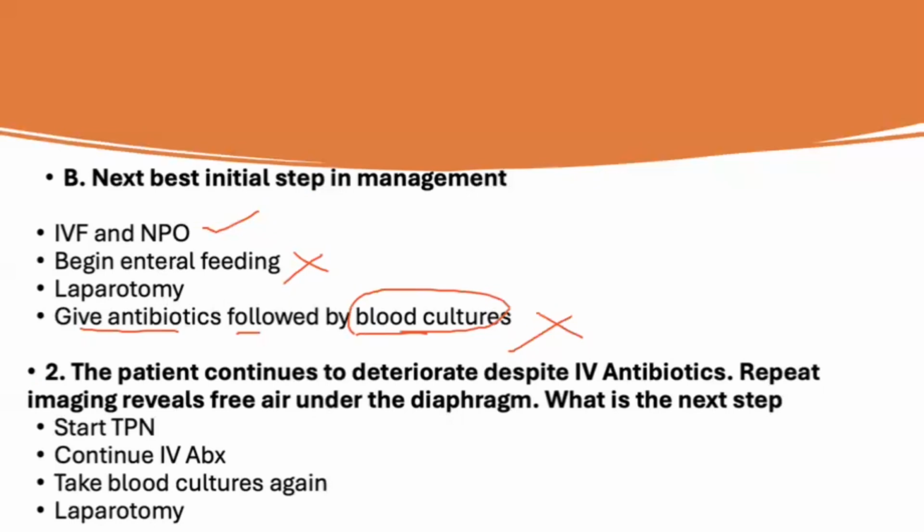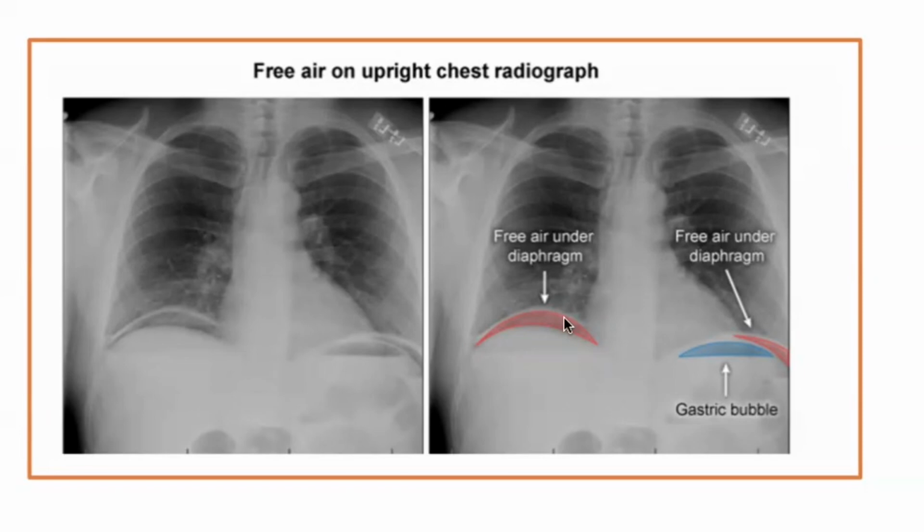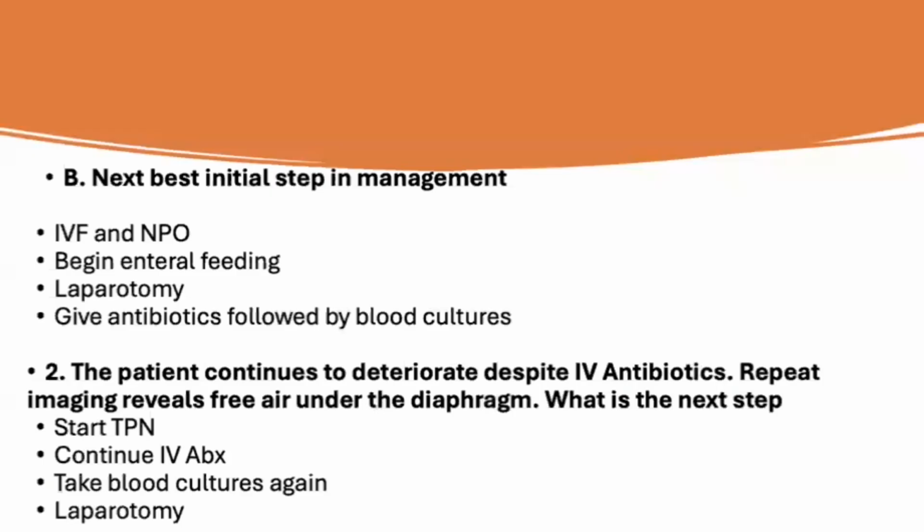The next question says that the patient continues to deteriorate despite IV antibiotics. Repeat imaging reveals free air under the diaphragm. What is the next best step? So this is pointing to a critically ill patient who is not responding to treatment. Right here, I put in a diagram to show what free air under the diaphragm looks like. There is a dark portion over here in this unlabeled diagram, which depicts free air under the diaphragm. When this occurs, it means that there has been an intestinal perforation, which is one of the complications of necrotizing enterocolitis.